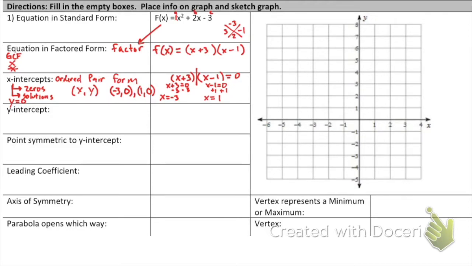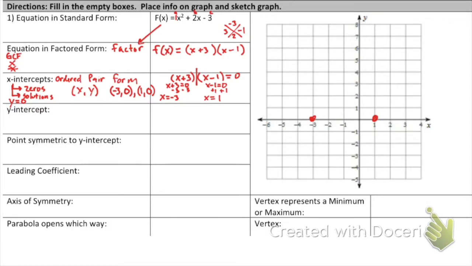So I'm going to actually graph those: (-3, 0) and (1, 0). Okay, so we have that. Those are my x-intercepts.